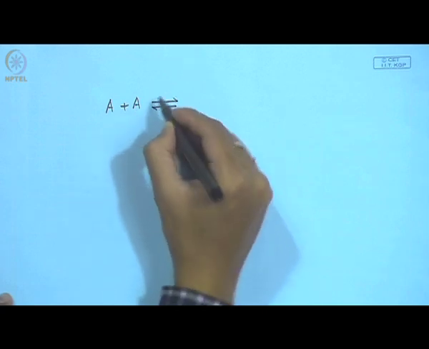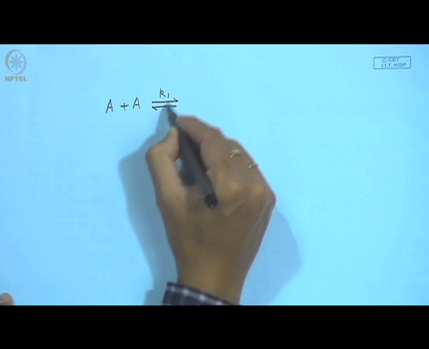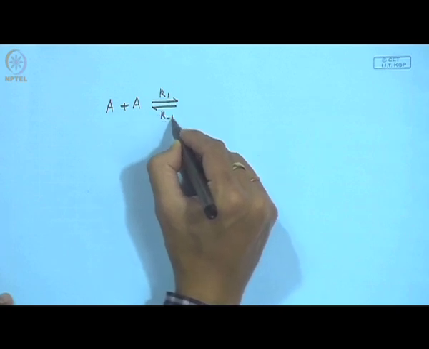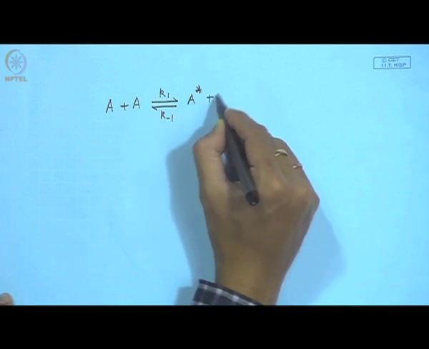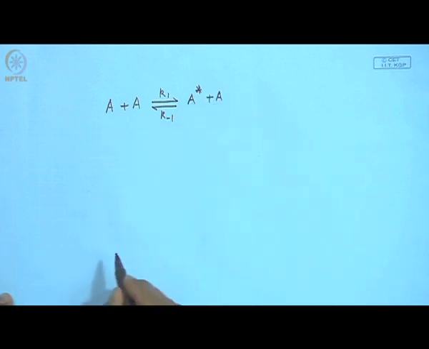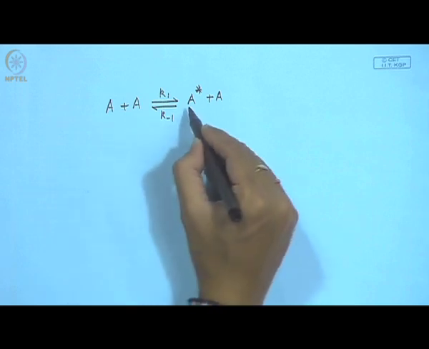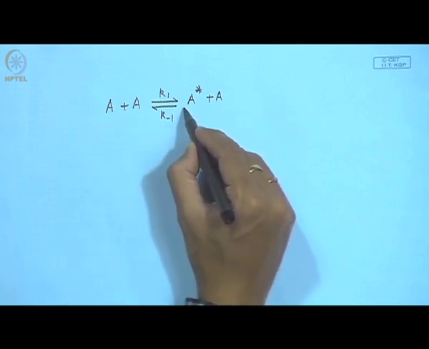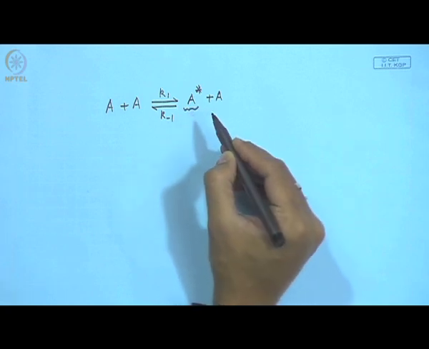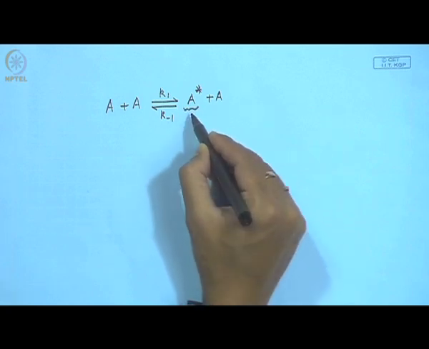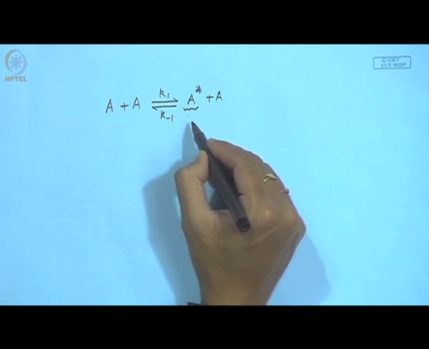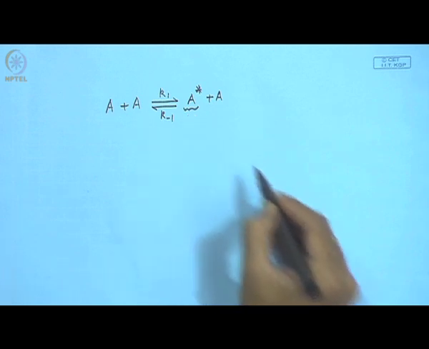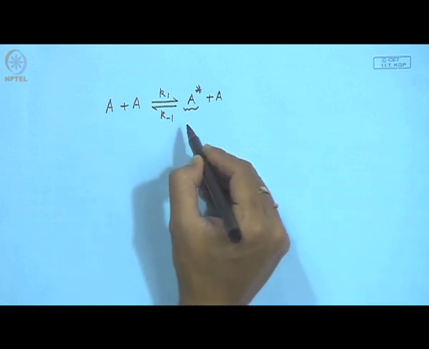There is an equilibrium, like a pre-equilibrium, K minus 1, A star plus A. A star means it is energetically in a different state, an advantageous position to undergo reaction further to give you the product. So, energetically it is in a favorable situation.